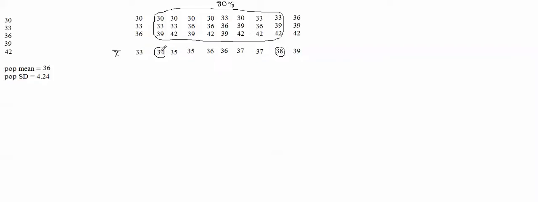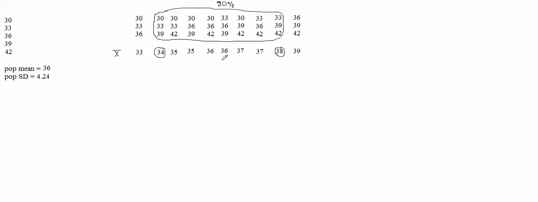So 80% of the possible samples are between these two sample means, because these are at the outer edges of the middle 80%. So your answer to question 2 would just be 34 and 38, because 80% of the possible samples are between those two sample means. So the answer is just 34 and 38.